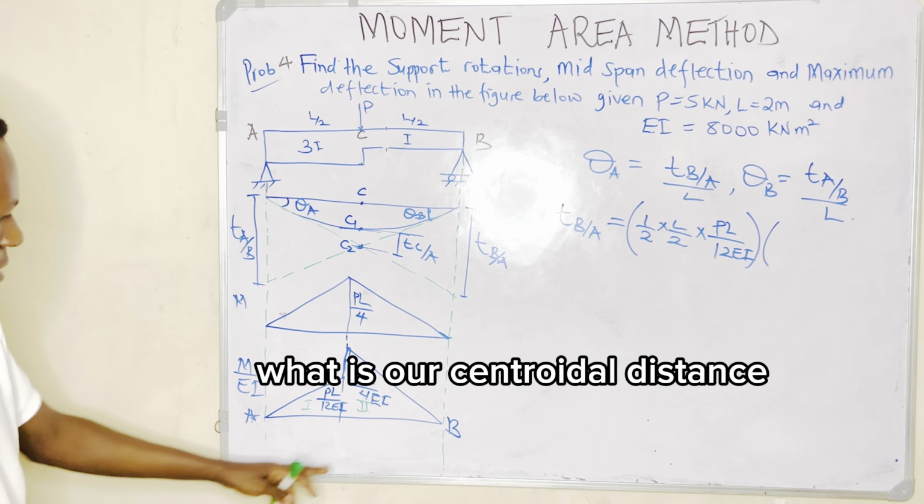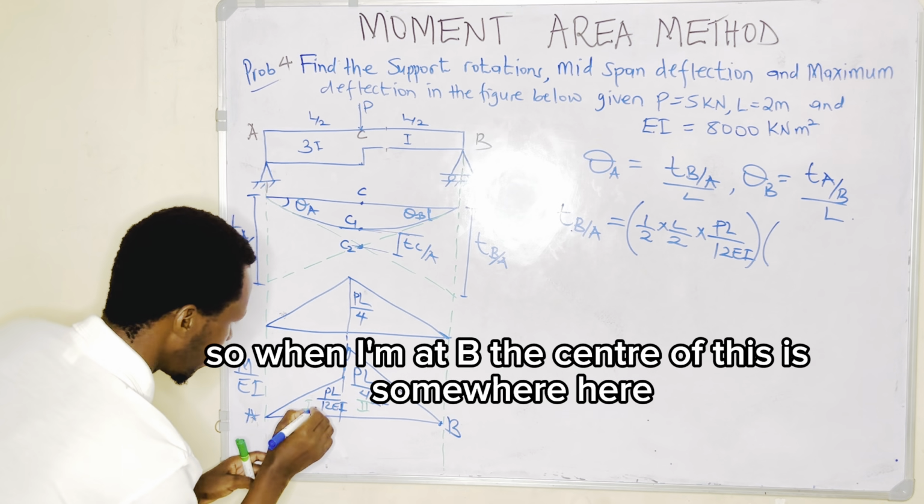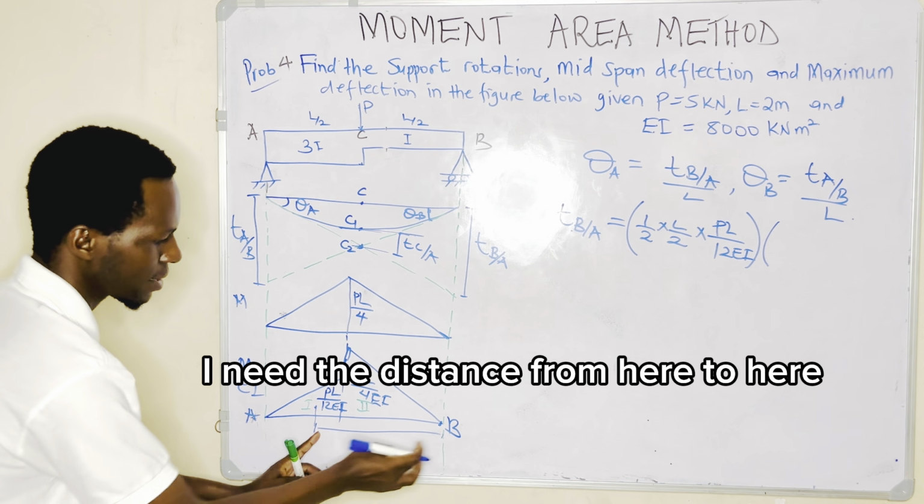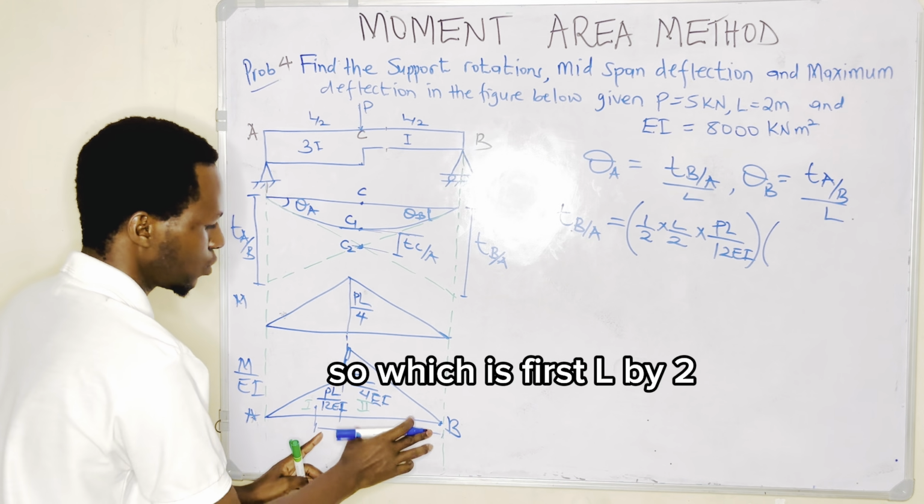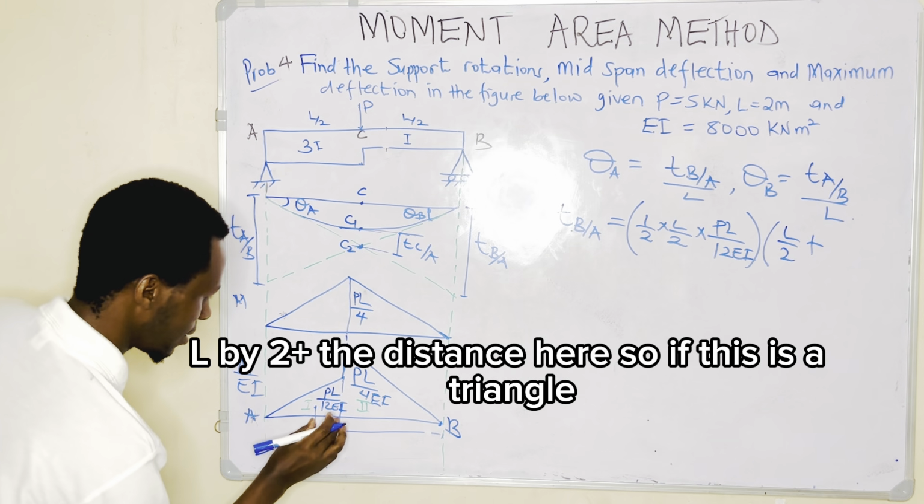What is our centroidal distance when you're standing from B? So when I'm at B, the centroid of this is somewhere here. So I need this distance, okay? I need the distance from here to here. So which is first L by 2, which is for the second figure, L by 2 plus the distance here.